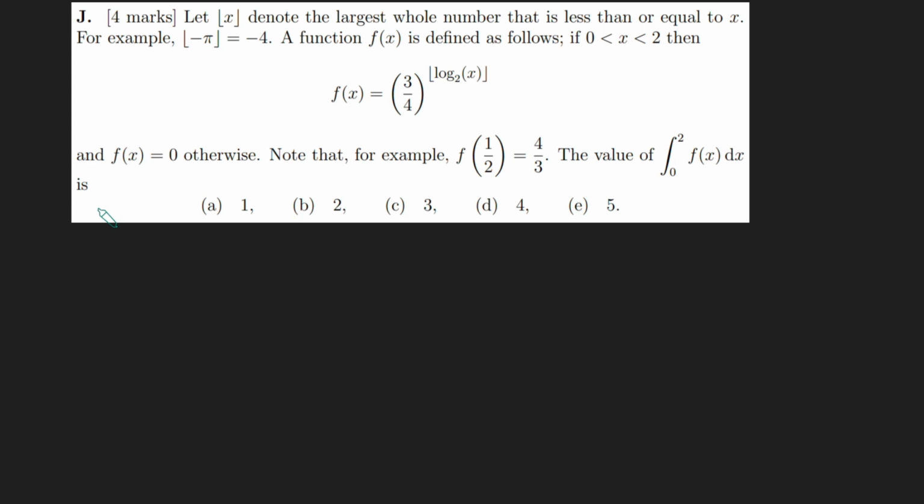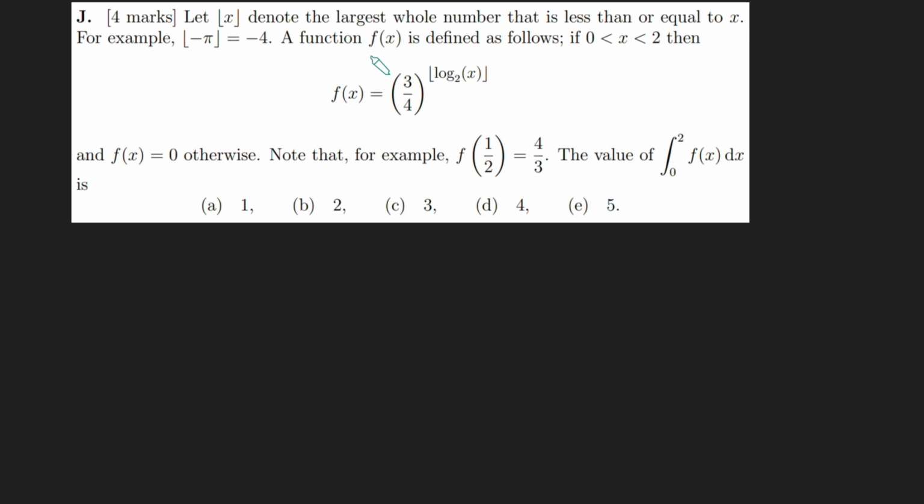Today I'm going to be going over problem 1J from MAT 2023. We have the floor of x denoting the largest whole number that is less than or equal to x. So for example, the floor of minus pi is minus 4. And that's because pi is 3.14, so minus pi is minus 3.14, and the biggest integer less than or equal to minus 3.14 is minus 4.